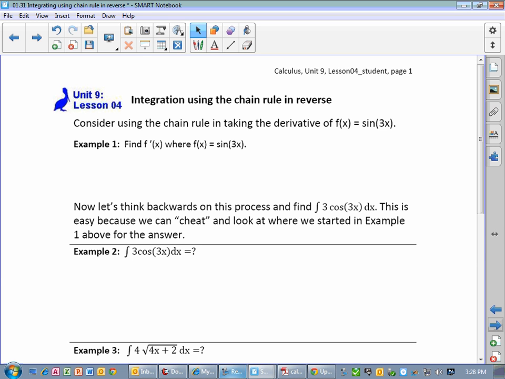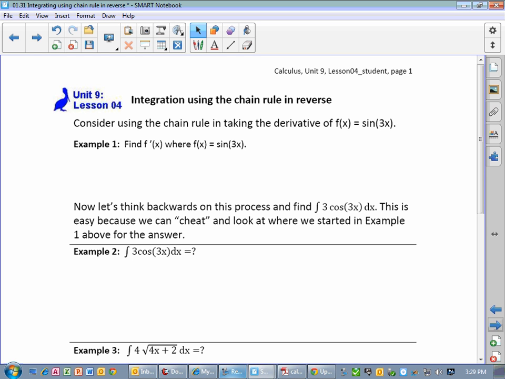Integration using the chain rule. Now, these problems are not too difficult if you've got the chain rule mastered. If you don't have the chain rule mastered, believe it or not, these problems will help you a whole lot with the chain rule. In other words, after doing a lot of these problems, you'll be going back to derivatives and it'll just be like second nature. This really reinforces the concept of the chain rule.